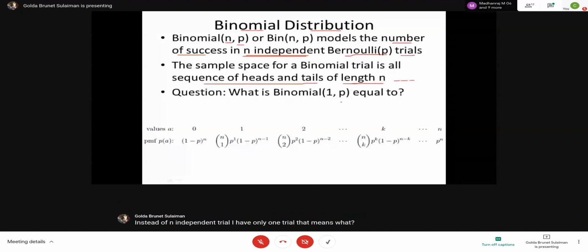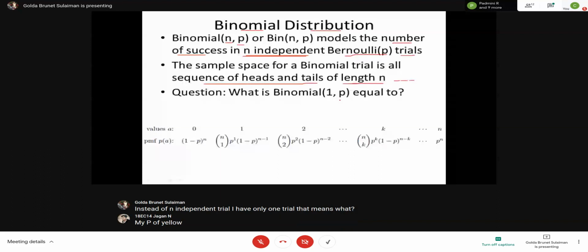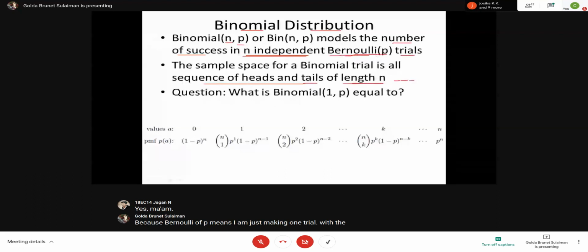It will be equal to Bernoulli of P, right? Yes ma'am. Because Bernoulli of P means I am just making one trial with the probability P to be success.